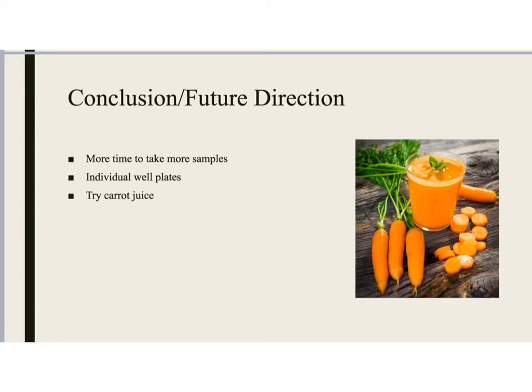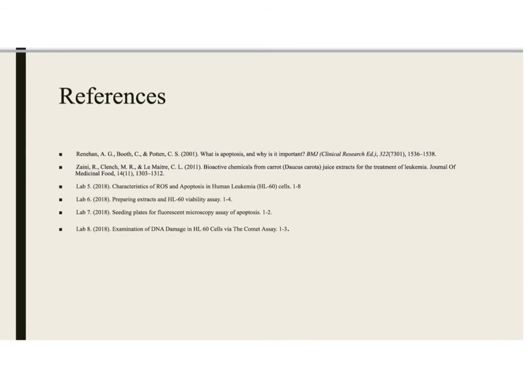Next, I would like to use an individual well plate. This will help cut down on contamination, and also people may be getting their treatment into my plate. This way I can focus on making sure it's only my treatment. And lastly, I would try carrot juice, since that's what the study I looked at previously showed, and I would like to compare that data to what I found in my raw carrots.